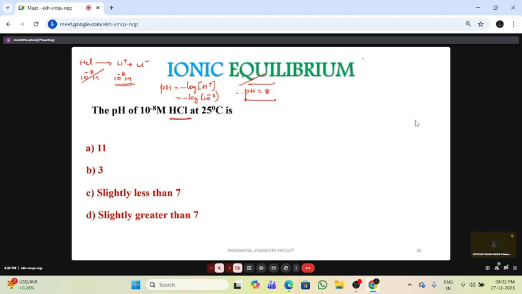Now forget this question. I have an acid solution whose concentration is 10 power minus 1 molarity. Could you please tell me the pH of the solution? If HCl's concentration is 10 power minus 1 molarity, then what will be the pH of the solution? 1, ma'am. Yes, it is 1. Right? Now we are getting a perfect answer.